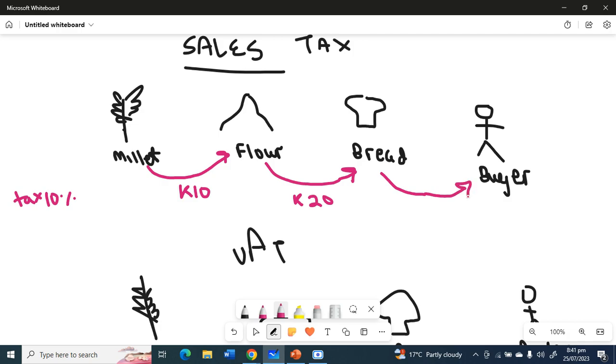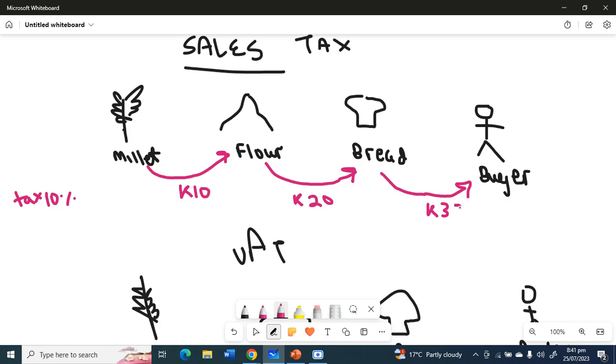Now, with sales tax, this is where the tax is going to be imposed. The farmer, the miller, and the baker, they each have to obtain resale certificates so that they don't have to pay tax. All right. The tax is only going to be applied when it's being sold to the buyer. So, for example, if the bakery wants to sell the bread at 30 kwacha, all right, tax is at 10%. So 10% of 30 kwacha is 3 kwacha. So the bakery is going to sell the bread to the buyer at 33 kwacha.